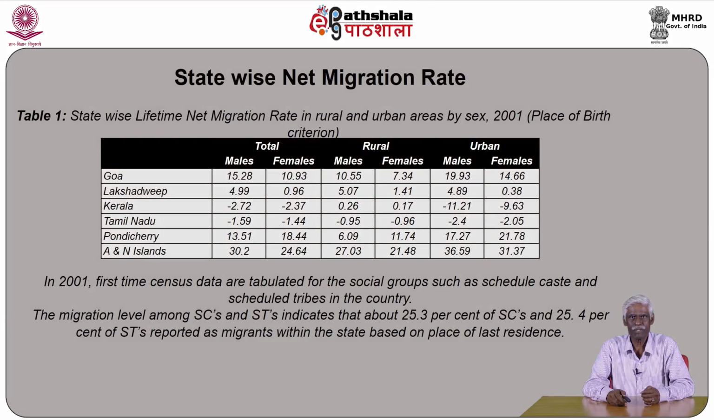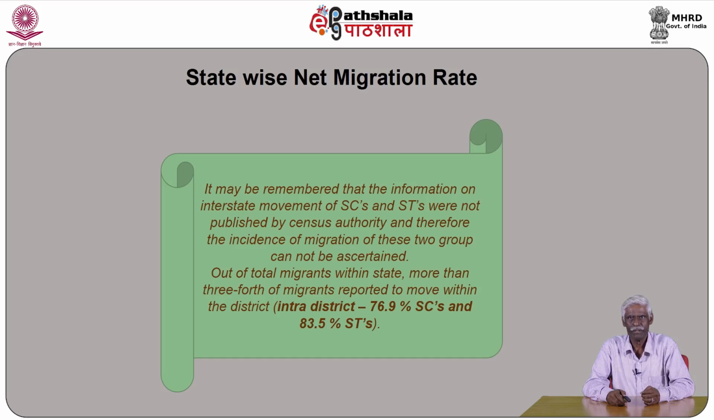In 2001, for the first time, census data were tabulated for social groups such as scheduled castes and scheduled tribes in the country. The migration level indicates that about 25.3% of scheduled castes and 25.4% of scheduled tribes were reported as migrants within the state based on place of last residence. It may be remembered that information on interstate movements of scheduled castes and scheduled tribes was not published by the census authorities, and therefore the incidence of migration of these two groups cannot be ascertained.